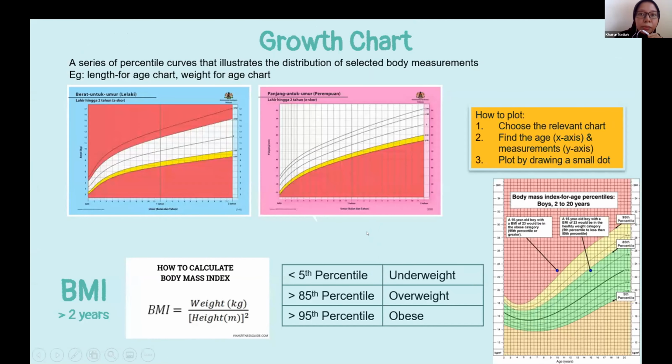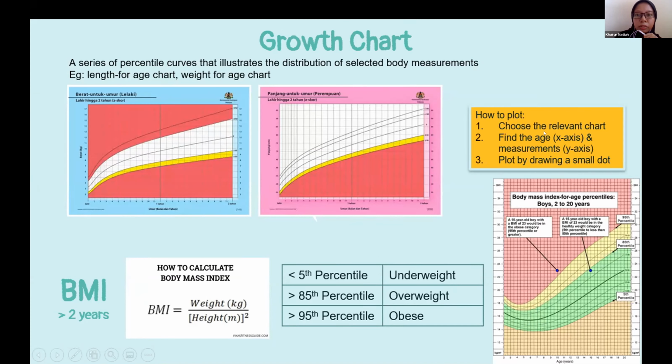So I will touch a little bit about the growth chart. A growth chart is a series of percentile curves that illustrates the distribution of selected body measurements. For example, we have the length for age chart and weight for age chart. You can see the figure below. The blue chart is for the boys and the pink chart for the girls.